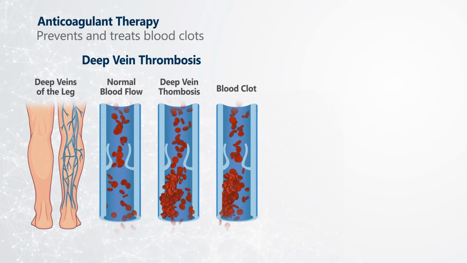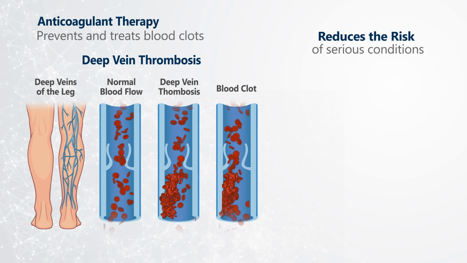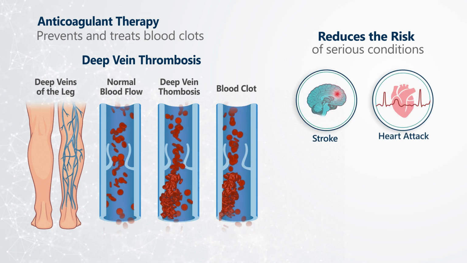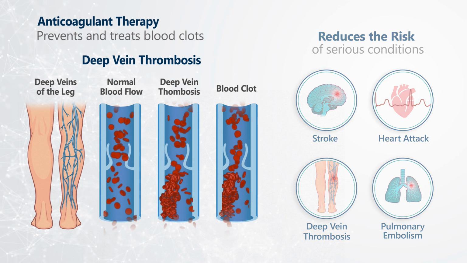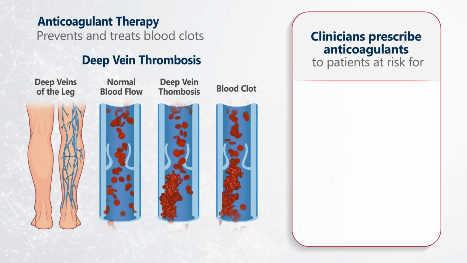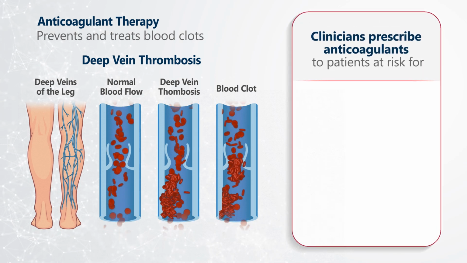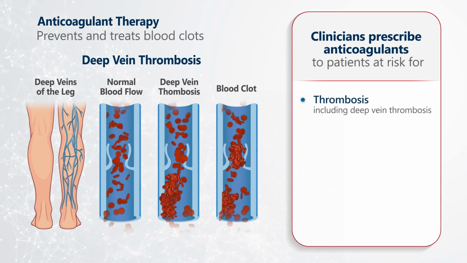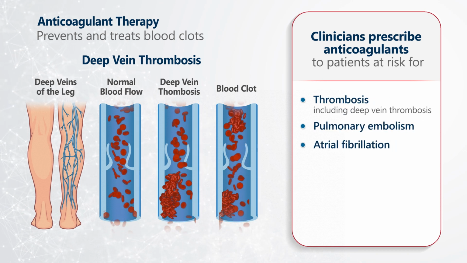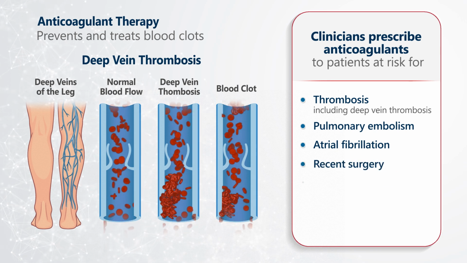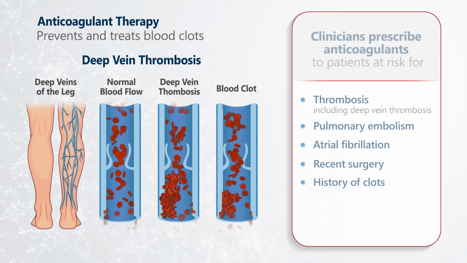Anticoagulant therapy is used to prevent and treat blood clots. They lower the risk of serious conditions like stroke, heart attack, deep vein thrombosis, and pulmonary embolism. Clinicians commonly prescribe anticoagulants to patients with or at risk of thrombosis, including those with deep vein thrombosis, pulmonary embolism, atrial fibrillation, recent surgery, or a history of clots.